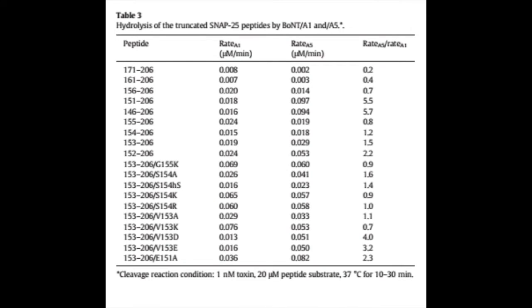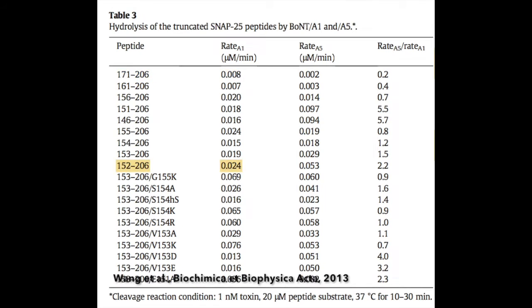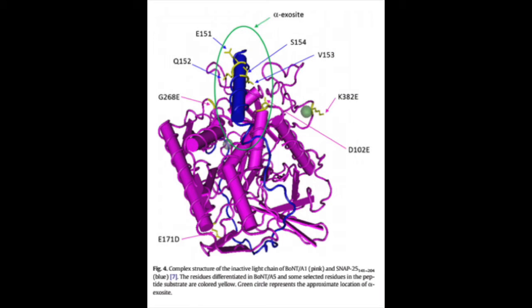Table 3 shows that if SNAP25 is truncated, leaving positions 171 through 206 intact, then the rate of catalytic activity is 0.008 micromolar per minute. Conversely, if truncated, leaving positions 152 to 206, then there is an increase to 0.024 micromolar per minute. This shows interactions between peptide and subtype A toxin beyond the cleavage site, implying that other domains are critical for the high binding affinity.